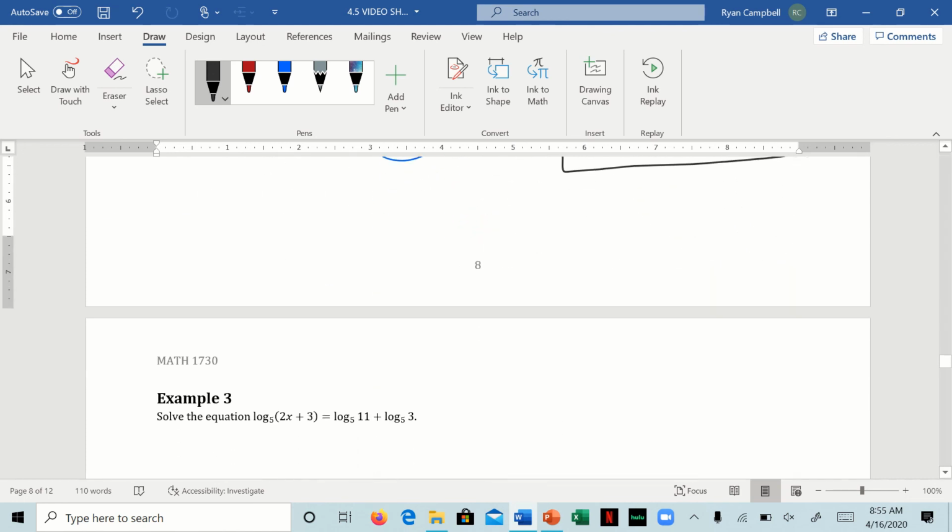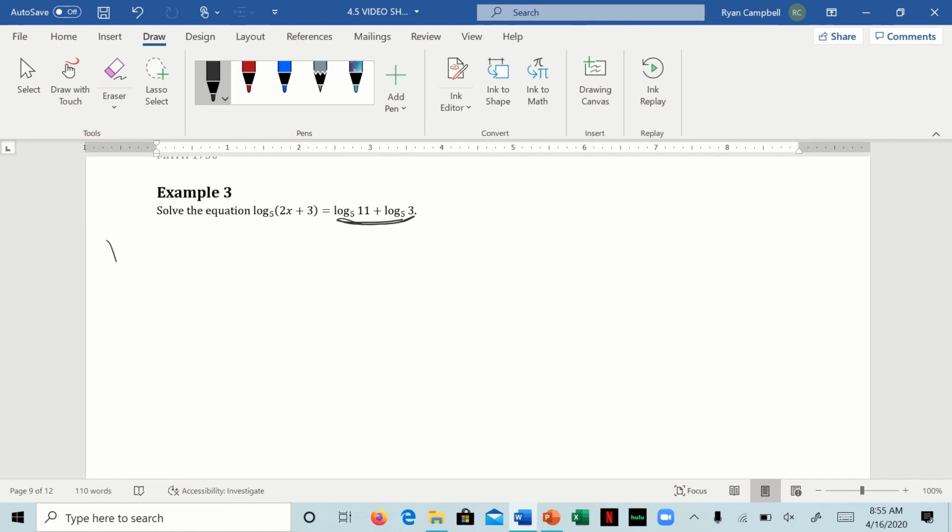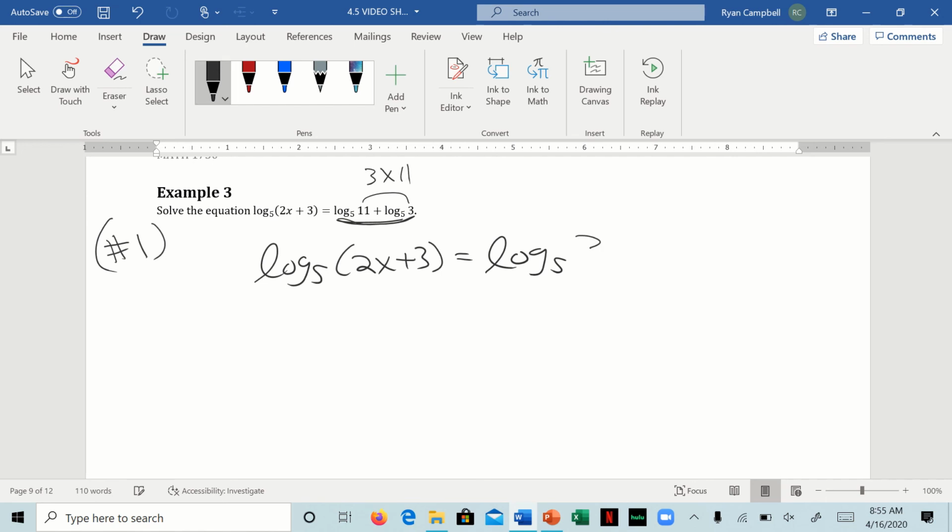All right, let's solve some equations. So we can see, right? Remember, one way to solve logarithms is to have log of a base equals log of the same base. We don't have that right now, right? We have an addition. So how can we combine these two? Hopefully you can see that's from law number 1, right? So we get log base 5 of 2x plus 3 equals log base 5 of 3 times 11, which is 33.